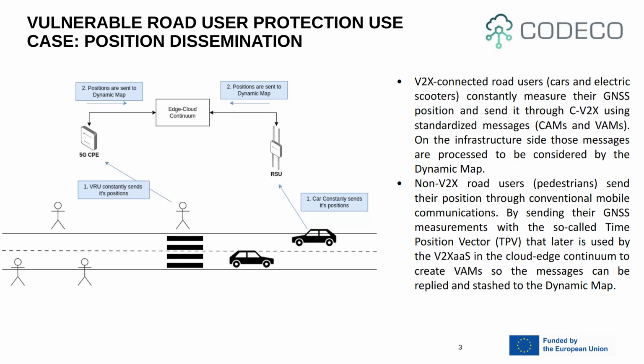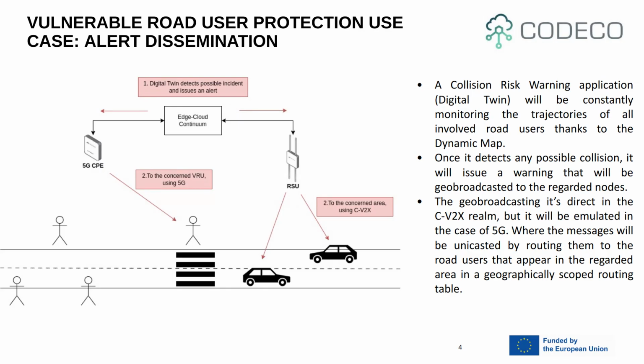This slide shows how different types of actors periodically measure their GPS position and disseminate it. This allows the dynamic map, which is the component that enables the tracking of vehicles in the digital twin, to constantly gather and monitor this information. A collision risk warning application will be constantly monitoring the trajectories of all involved road users thanks to the system explained in the previous slide.